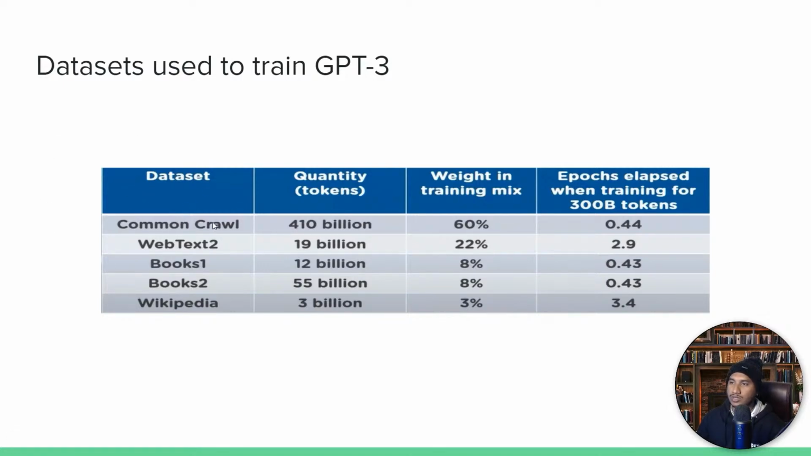So here, if you see Common Crawl, they took the data from the Common Crawl organization, around 60% of the data, I think you saw. And here, if you see, the token size is 410 billion, okay. And see, 60% of the data they took. And here this is the epochs elapsed. Then the dataset WebText2, the token size was 19 billion. Then they used Books1, Books2, Wikipedia. And this is the percentage, how much of the data they took.